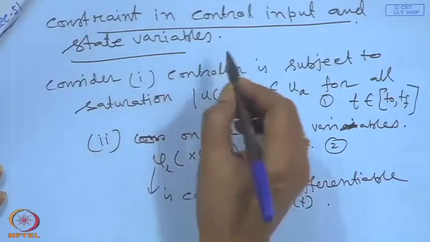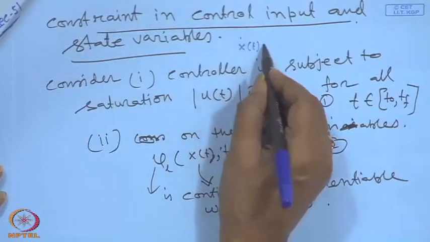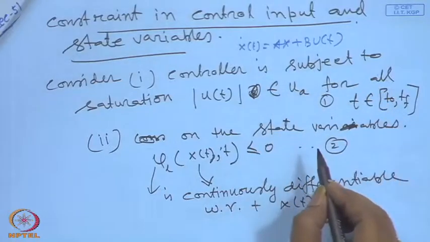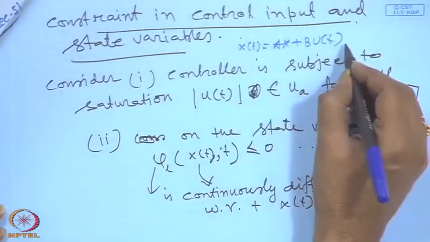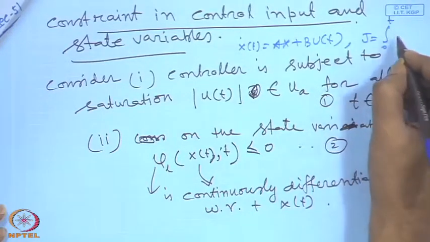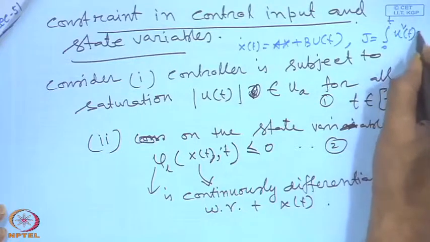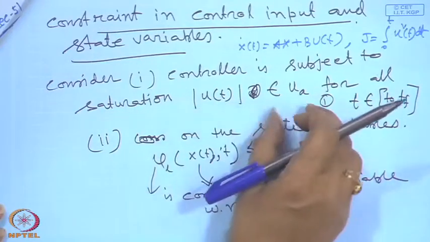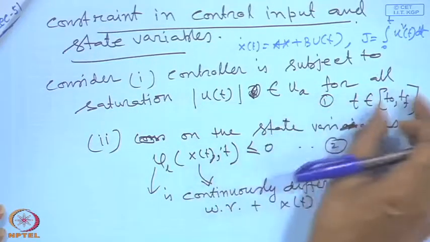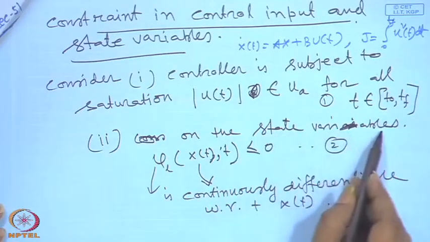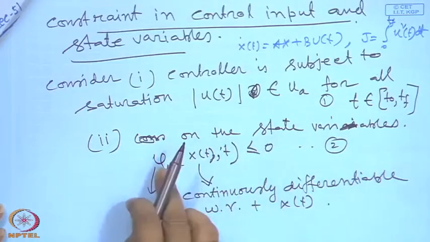So our statement of the problem is: consider the system x dot is equal to A x plus B u. Our problem is to minimize the performance index, which is the control effort minimization, subject to the constraint that the magnitude of u(t) belongs to U, for all t from 0 to t_f, and the constraint on the state variable is this one. This is the constraint on the state variable.